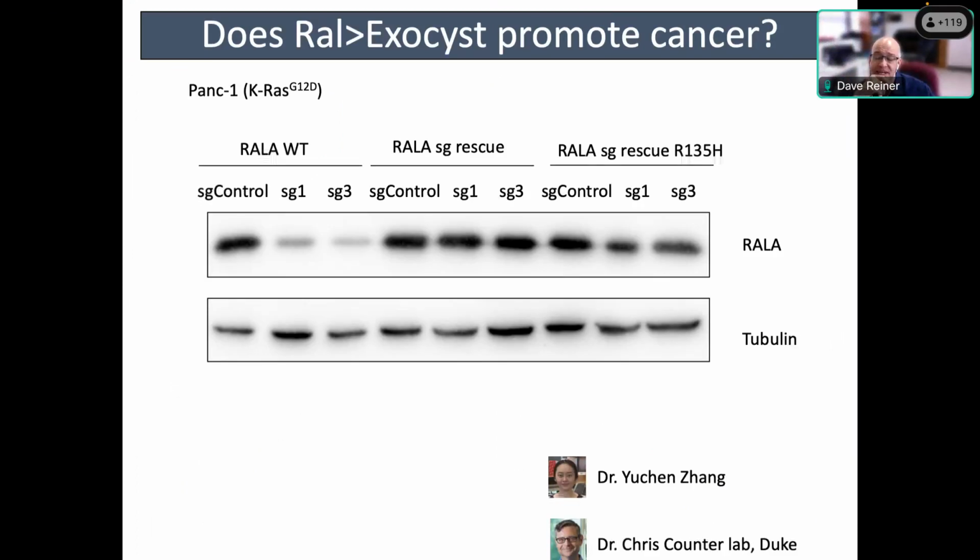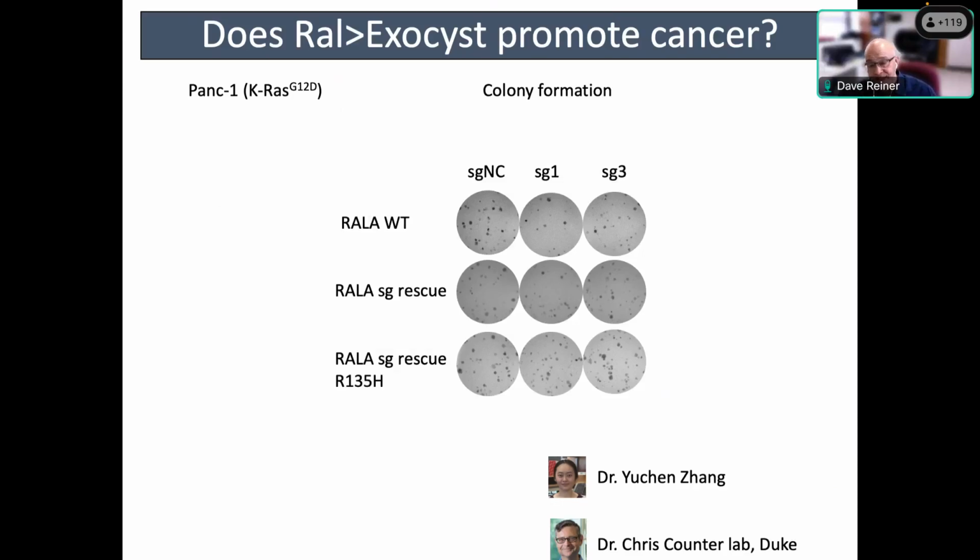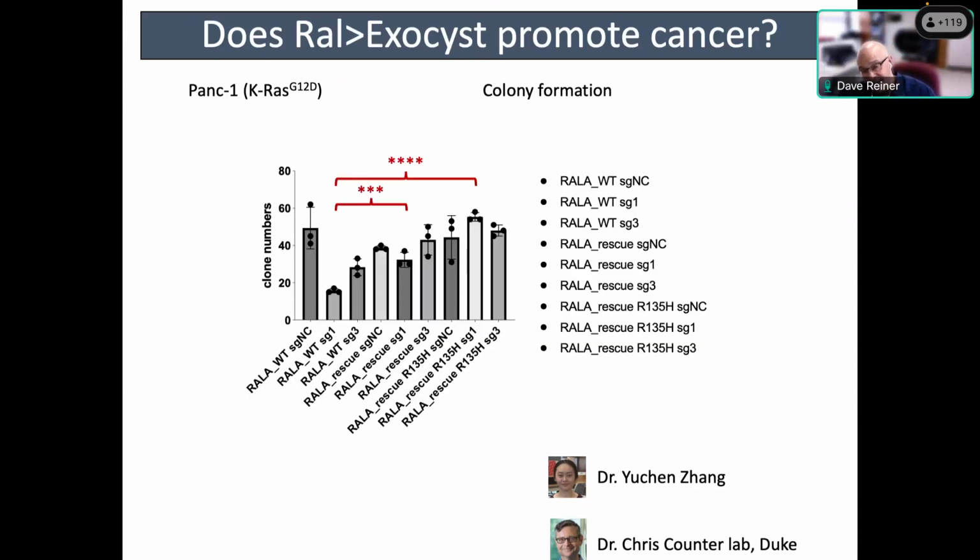It's a collaboration with Chris Counter at Duke. This is standard to the cancer biologists, where you deplete RAL-A, in this case, and you rescue with wild type RAL-A or signaling mutant RAL-A. These are the results in colony formation. And this is the quantification. I just highlight two of these, where either the wild type RAL-A or the RAL-A signaling defective will rescue the colony formation.